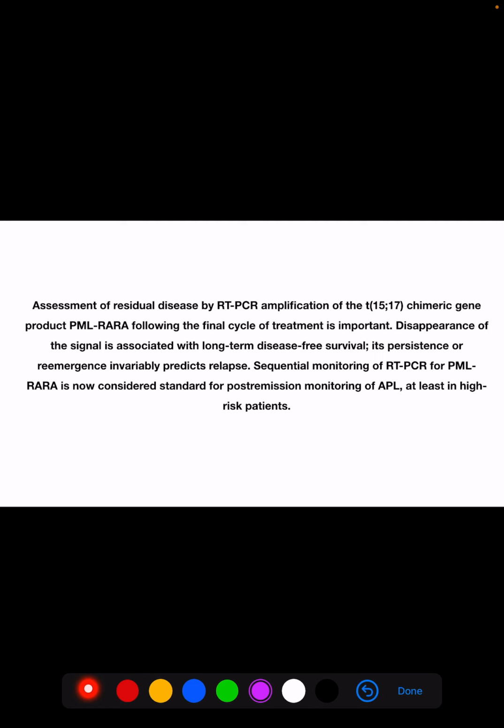After giving the final cycle of treatment, we have to measure the residual disease activity. How are we measuring the residual disease activity? By RT-PCR amplification of the 15;17 chimeric gene product. What is this 15;17 chimeric gene product? PML-RARA. So we have given treatment and we have to know whether residual disease is present or not. So we are measuring the PML-RARA.